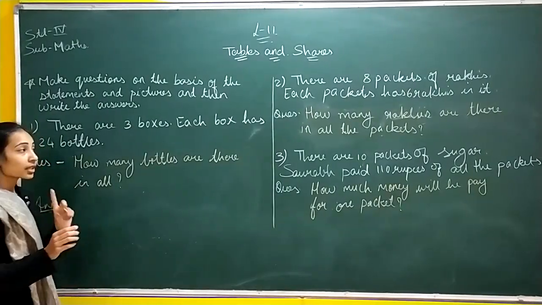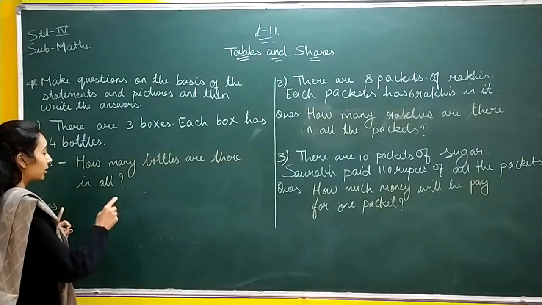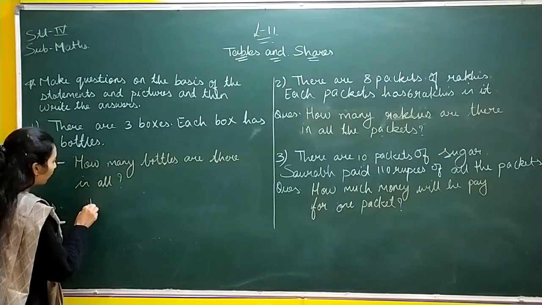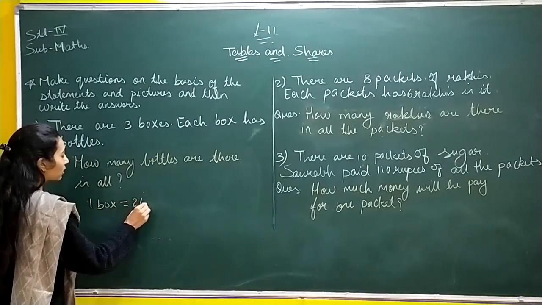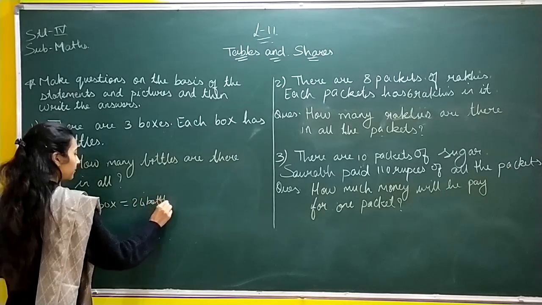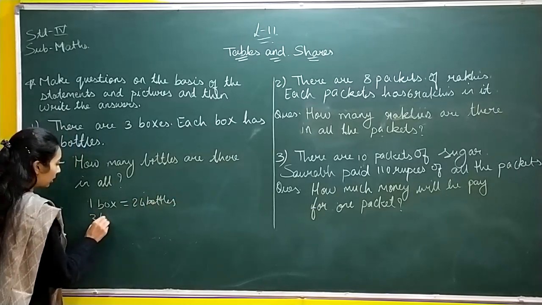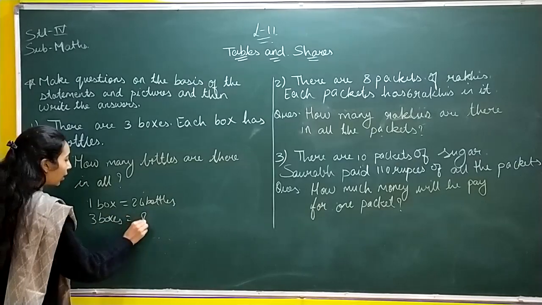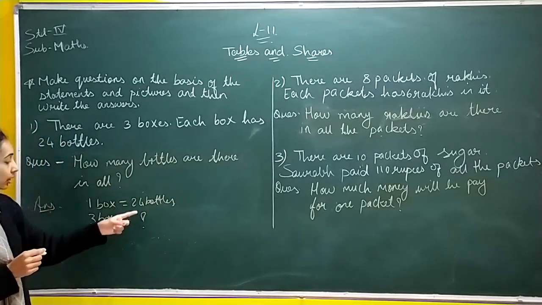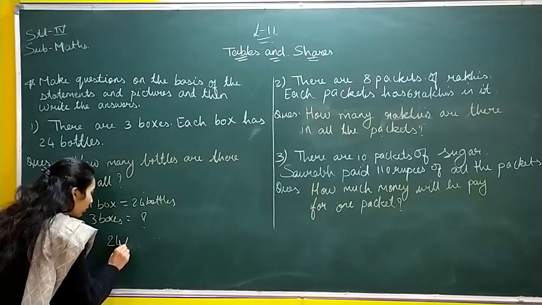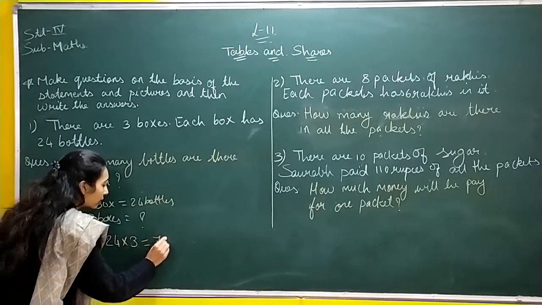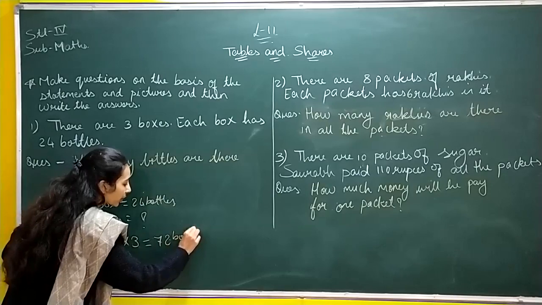So there will be 72 bottles in all. We will do multiply, that one box has 24 bottles. Then 3 boxes will have how many bottles? 24 and 3 are in cross, so will get multiplied. So 24 multiplied by 3 is equal to 72 bottles.